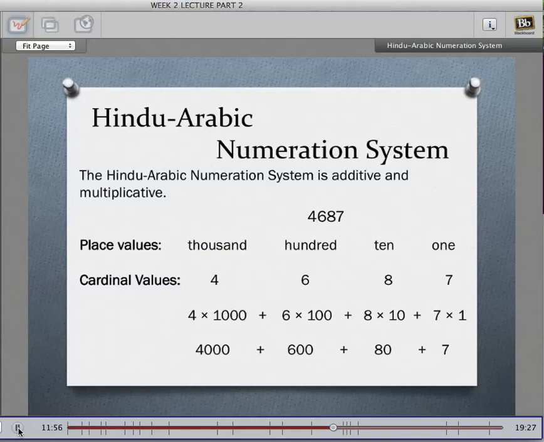4,687 is written in this format. Oh, I lost my little pen here. There we go. It's written in this format, and it tells us a great deal. It tells us how many thousands. It tells us how many hundreds. It tells us how many tens. And it tells us how many ones. And because our system is so efficient, we don't need an infinite number of symbols. We only need 10.